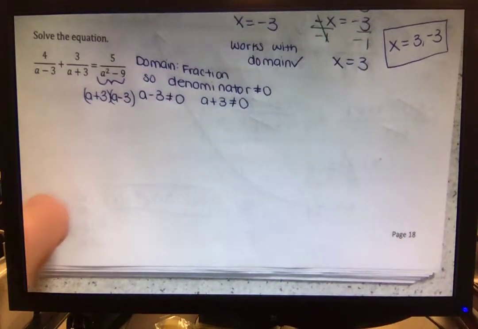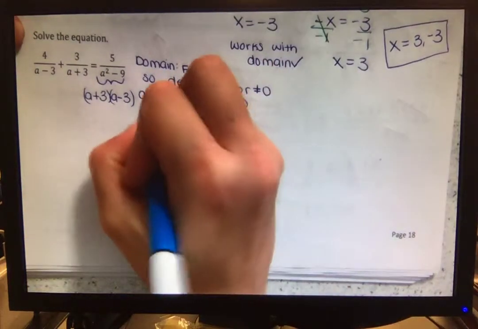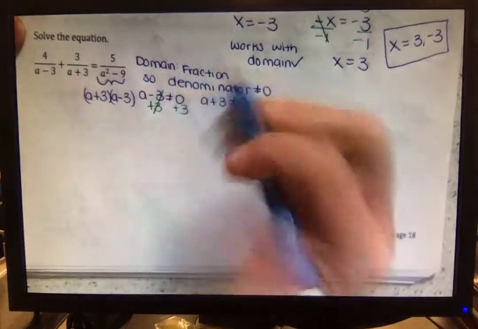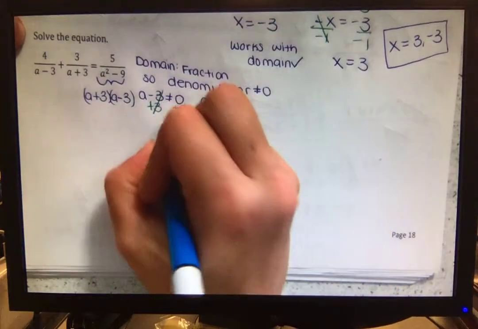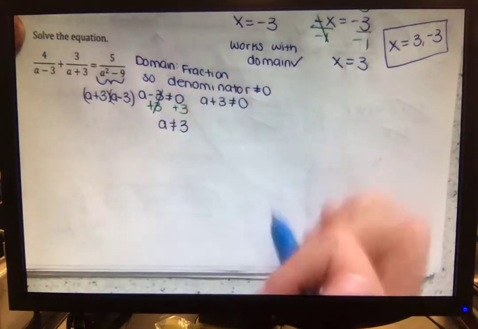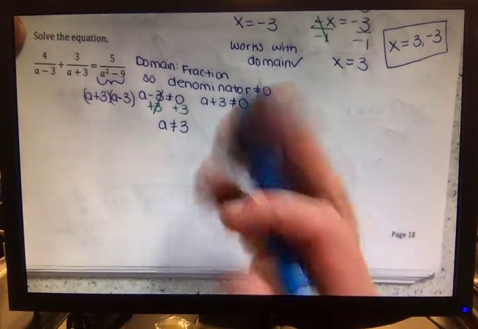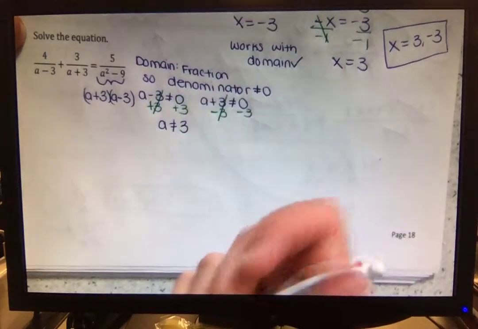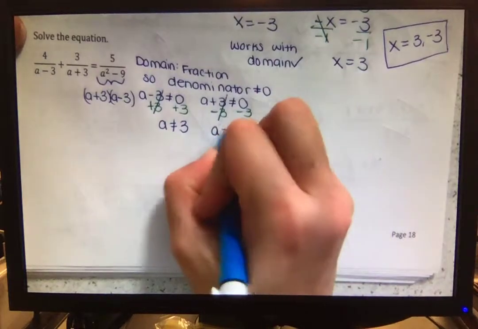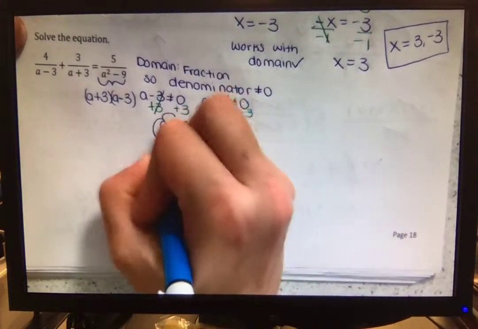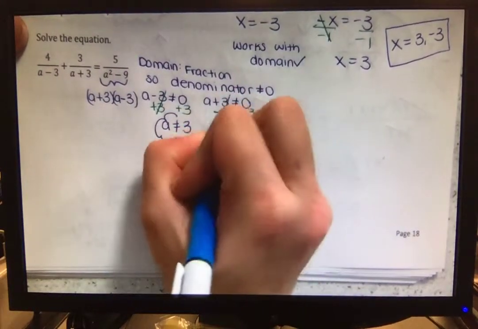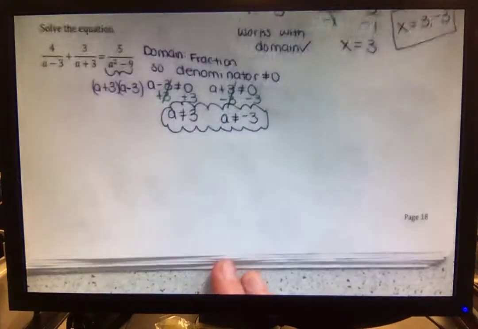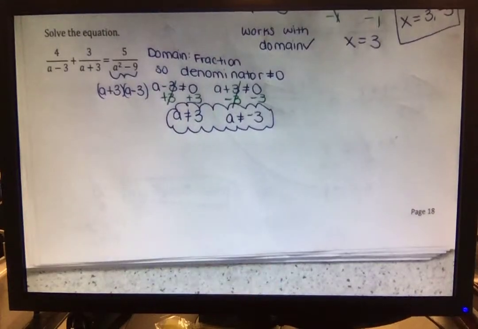So solving each one separately. A minus 3 cannot equal 0. We're going to add 3 to both sides, so we get a cannot equal positive 3. Same thing for a plus 3 cannot equal 0. We're going to subtract 3 from both sides, so we get a cannot equal negative 3. So that's our domain. a cannot be positive or negative 3. It can be anything else, it just cannot be positive or negative 3.